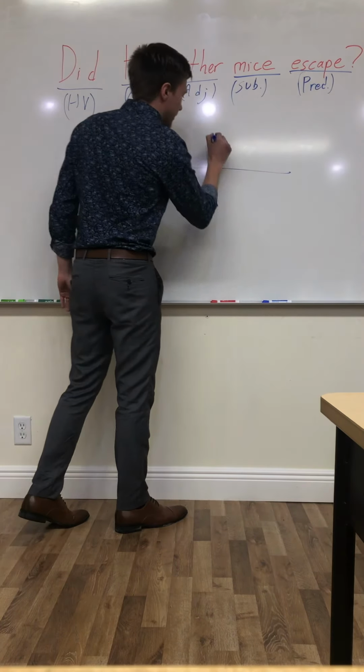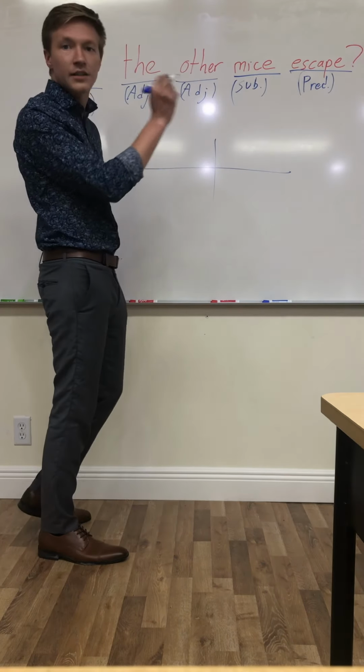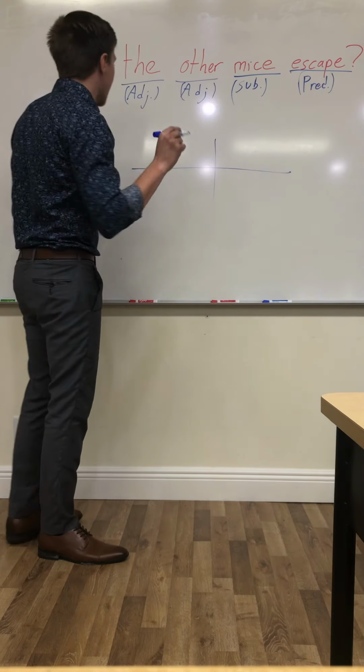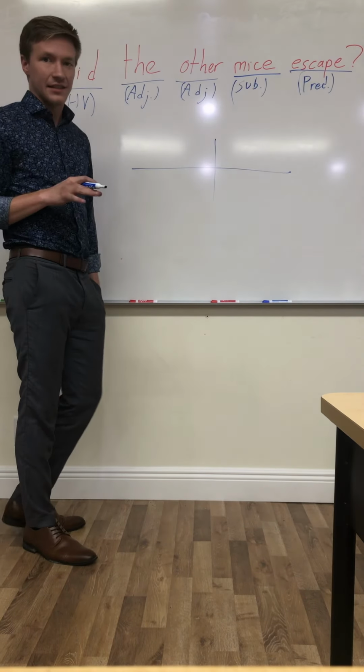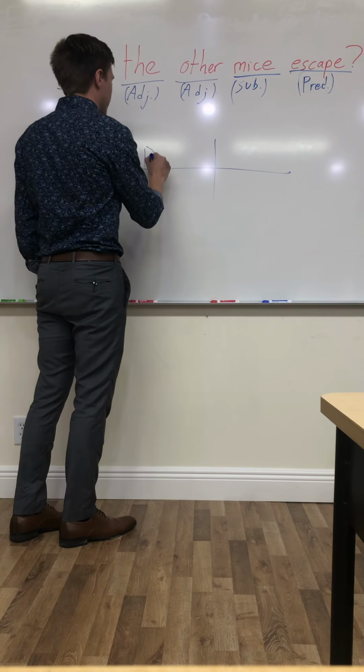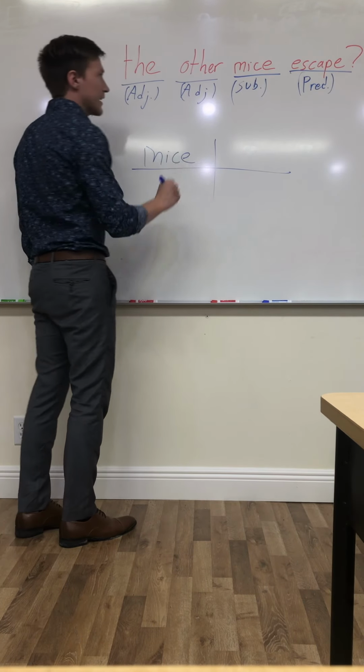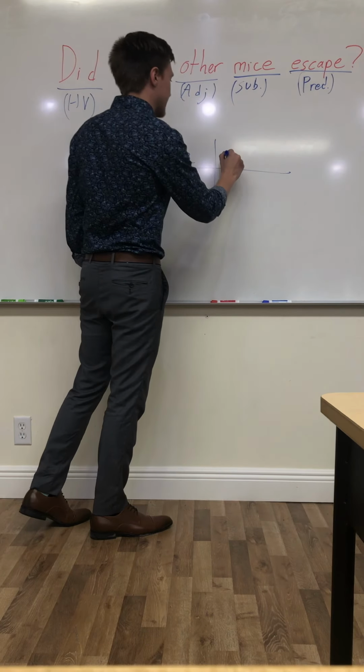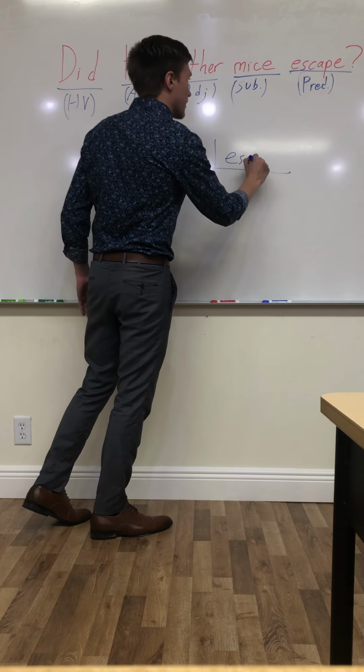Let's diagram this, all right? We draw our line right here. On one side, we've got our subject. The other side, we've got our predicate. And it's the same way in any sentence. You're always going to look for that. We have our subjects. Let's write mice on here. And on this side, we have our predicate, which is escape. Let's write that.